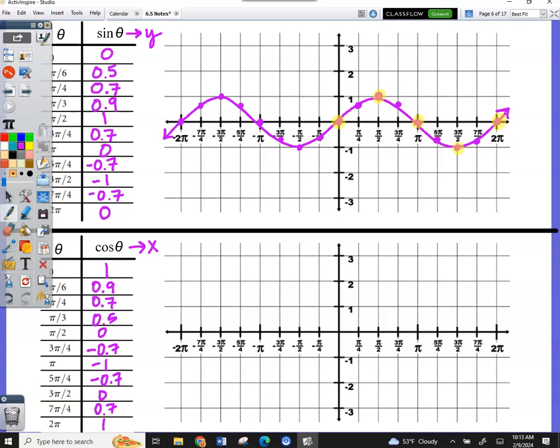So 0, 1. Not pi over 6. Pi over 4, 0.7, so it means close to 1. Can't graph pi over 3. Pi over 2, 0. 3 pi over 4, negative 0.7. Pi, negative 1. 5 pi over 4, negative 0.7. 3 pi over 2, 7 pi over 4, and 2 pi.